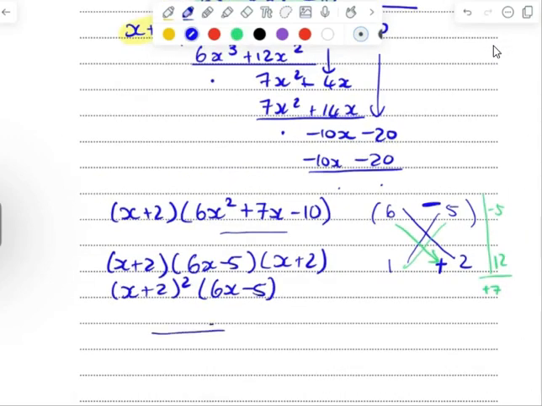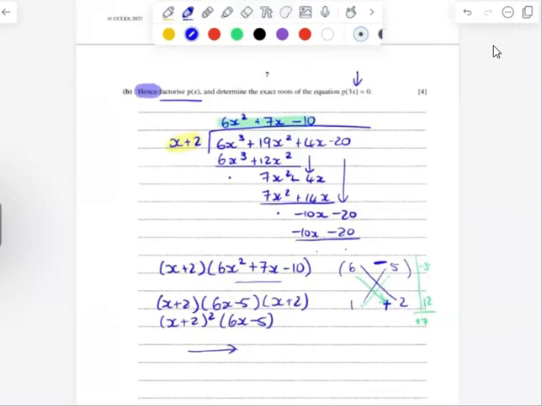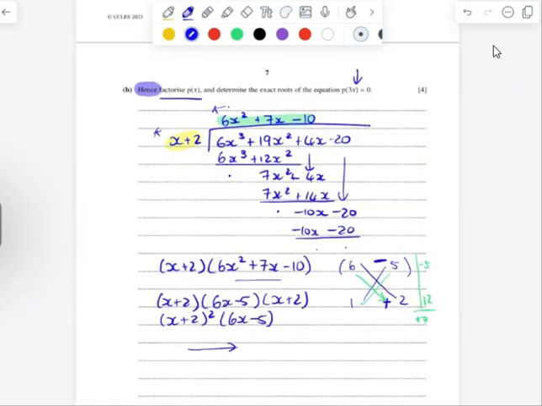Okay, and so here we have completely factorized our polynomial. So the trick with this is you always just, whatever you divide by and your answer, the quotient, those two multiply together, and then check if your quotient can be broken up even further. And then this is now fully factorized. Okay, so they say hence factorize and then determine the roots of the equation.